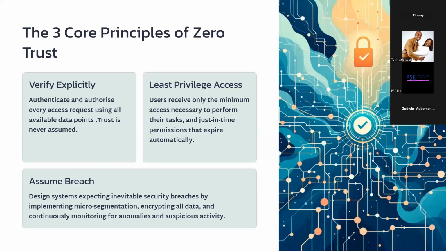So we have the principles of zero trust. There are lots of principles, but these are the core principles: verify explicitly, least privilege access, and assume breach. With verify explicitly, we authenticate and authorize every access request using available data points. Trust is never assumed. So for every data point we use, we need to authenticate and authorize every user.